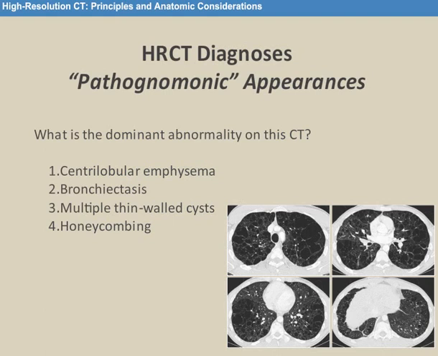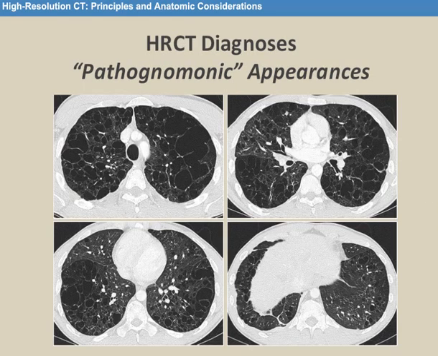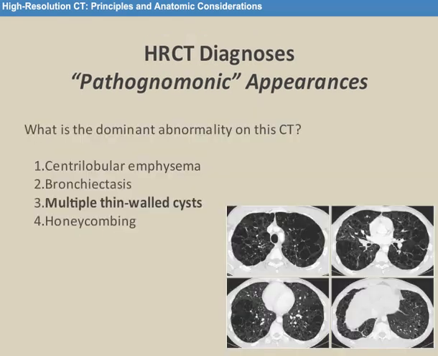Are we looking at emphysema? Are we looking at bronchiectasis? Or are we looking at multiple thin wall cysts? Or, indeed, are we looking at a pattern of honeycombing? So here is the CT scan again. So this is clearly a pattern of multiple thin-walled cysts. They are areas of low attenuation with a well-defined wall around them, so that differentiates it from emphysema.